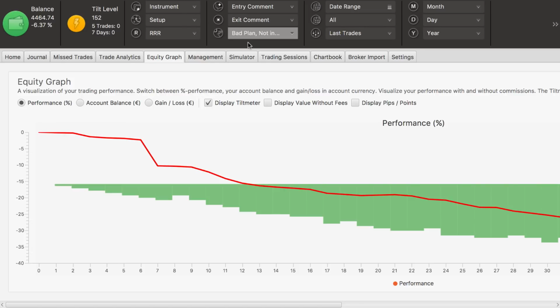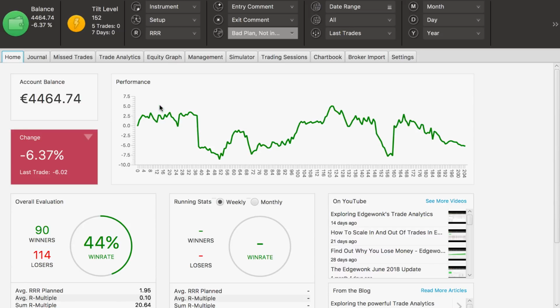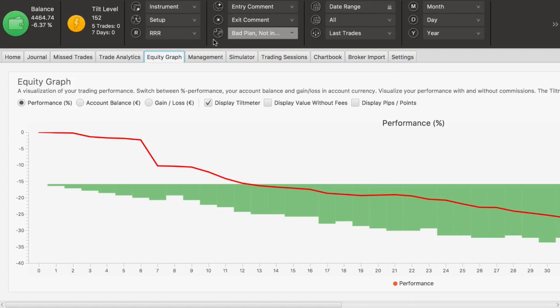If he had just avoided the trades where it was a bad trading plan, or the trades that were not in his trading plan at all, he would have been up 30%. And that is quite huge for the trader. When we just look back at his performance graph, at no point was he even above 7% in profit. So this can be reassuring to the trader that his trading is not that bad. He's not making everything completely wrong, but there are certain things in his trading that he should focus on.